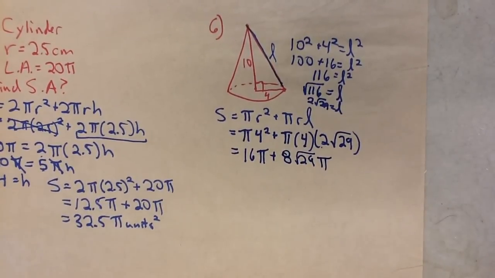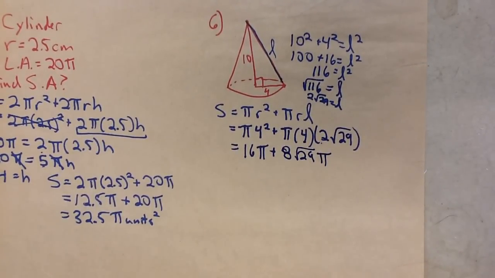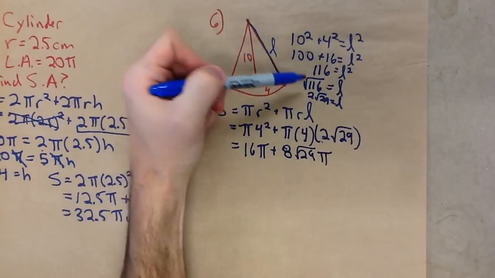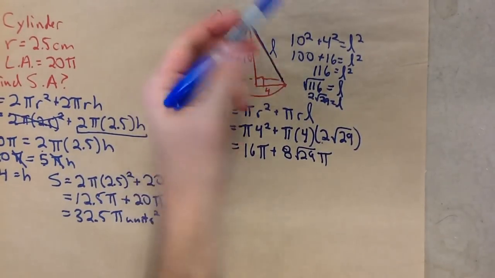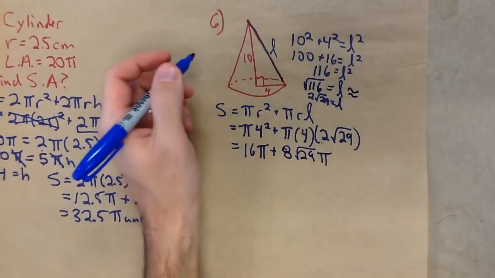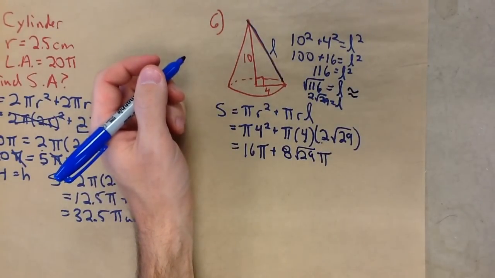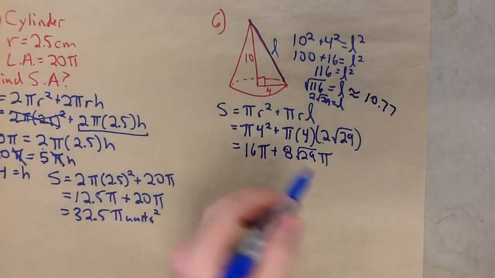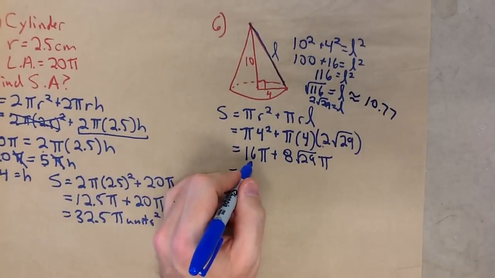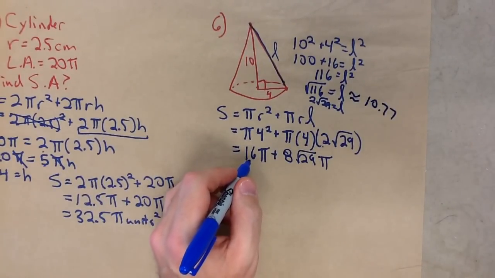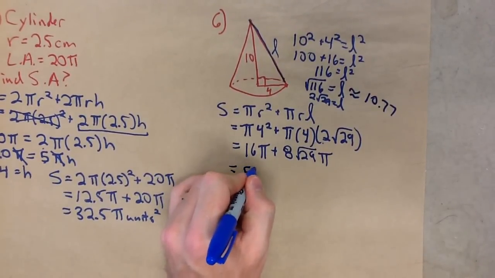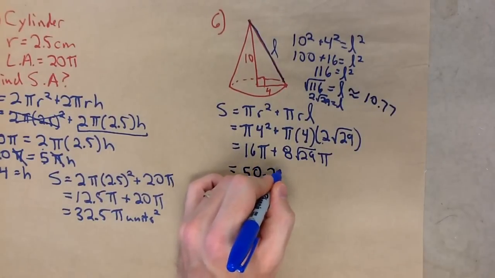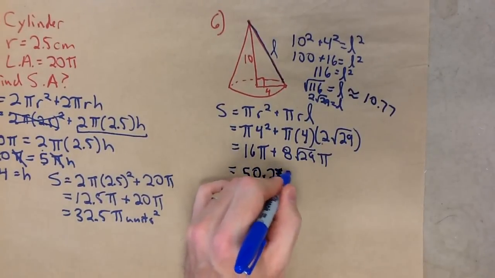At this point we check, they want us to round it to the nearest tenth, so that means we can actually multiply, meaning we probably could even multiply it up here and make the square root of 116 into about 10.77, and that would have made things a little bit easier. In any case, I have 16 times pi is about 50.27.